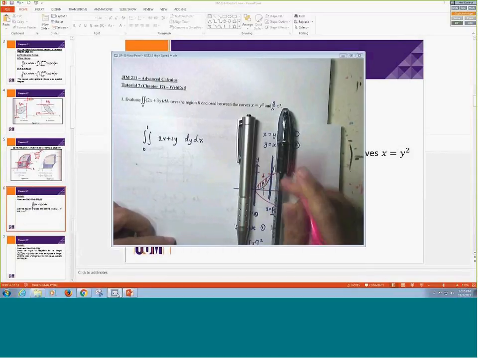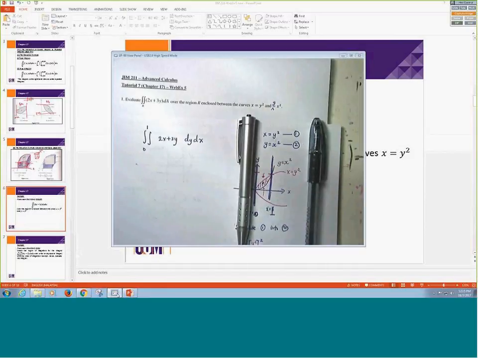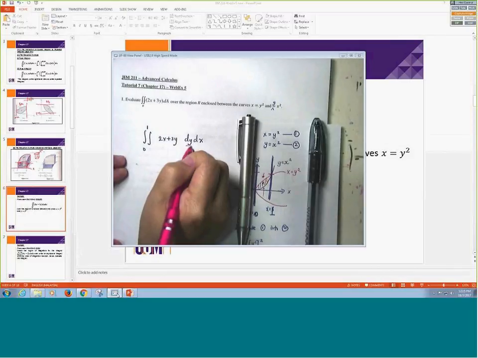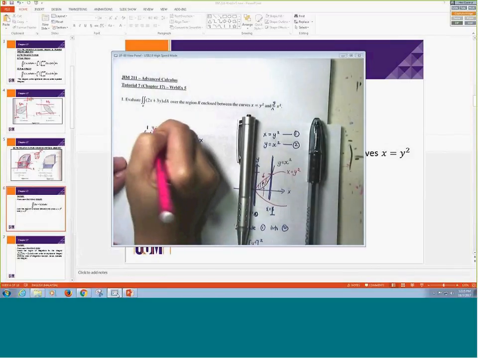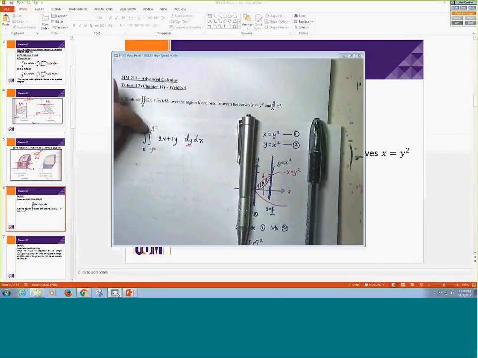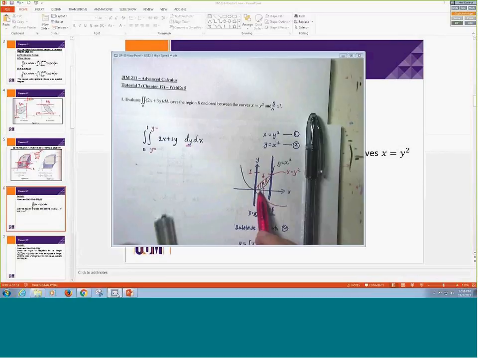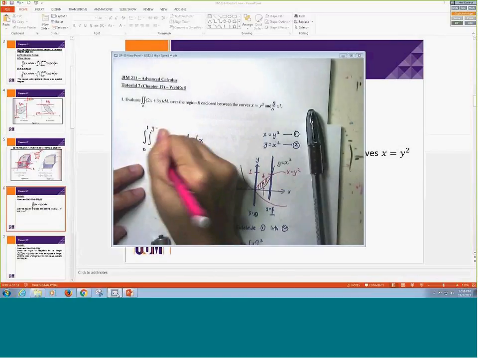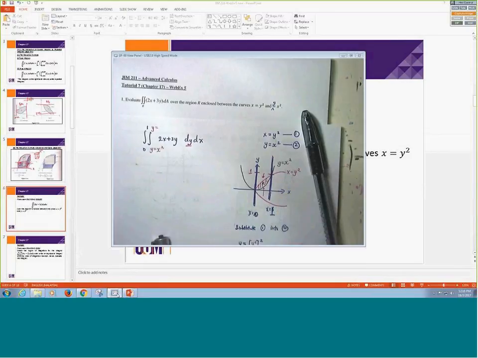The red color is x equals y squared. But what we need is actually y, because this is for y. So we must have y1 and y2, the upper limit and the lower limit. The lower one is easier: the black color is y equals x squared. But for this one it is x equals y squared, so we try to write it in y.